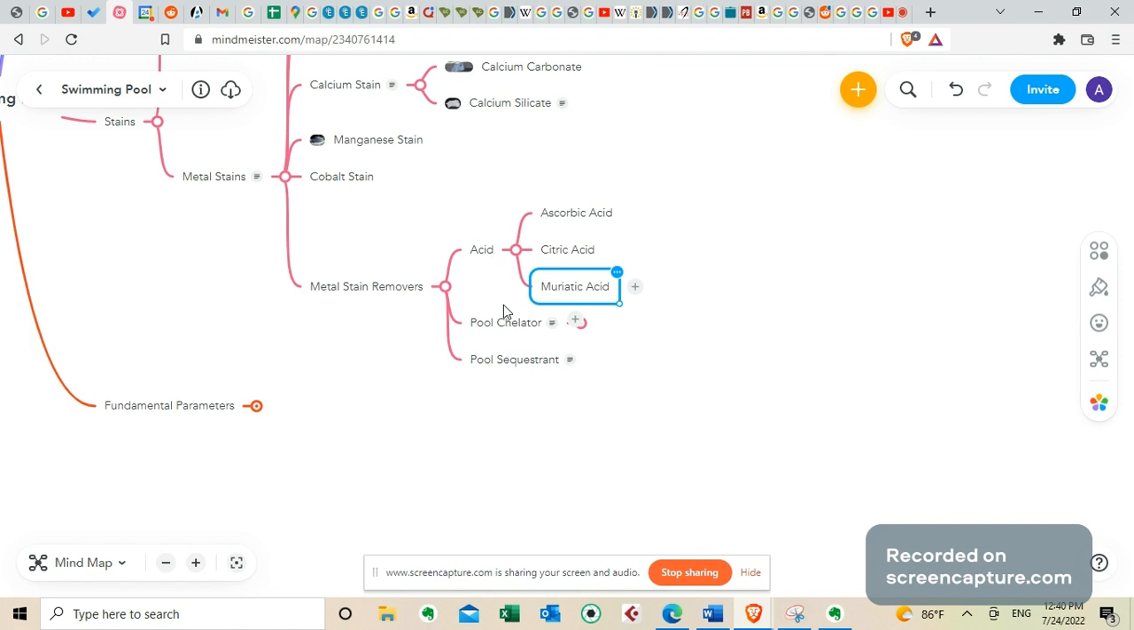It doesn't actually get rid of the metal. What it does is it makes the metal soluble in water. So they're still in the pool. So you'd have to get it out somehow.